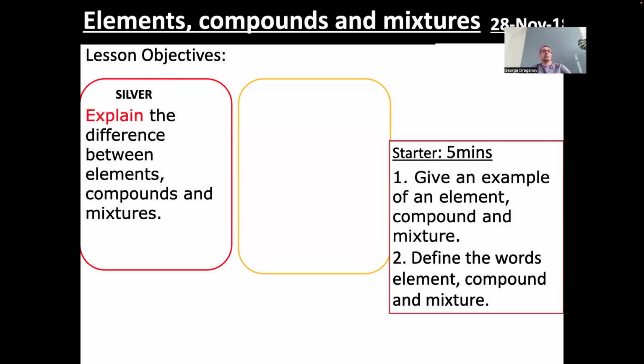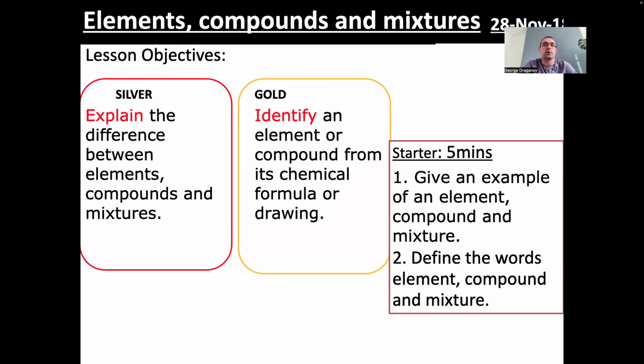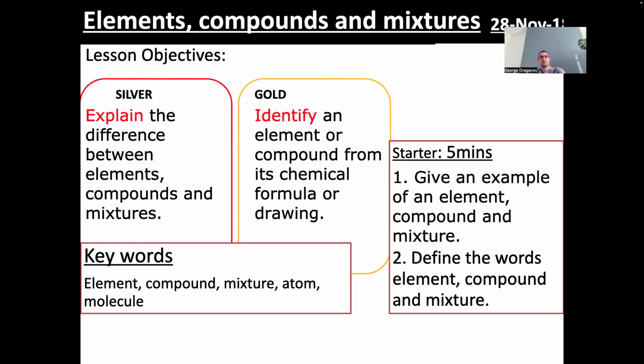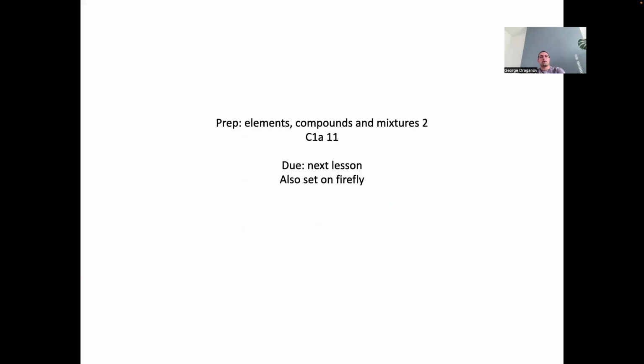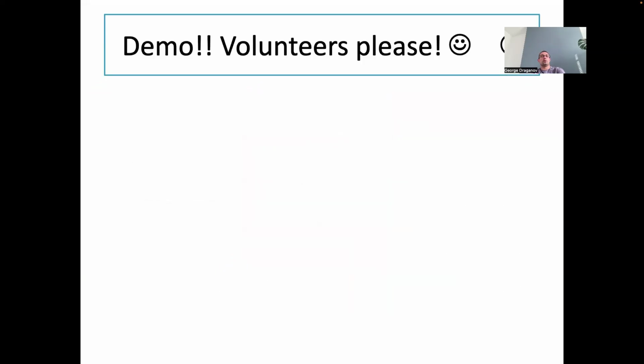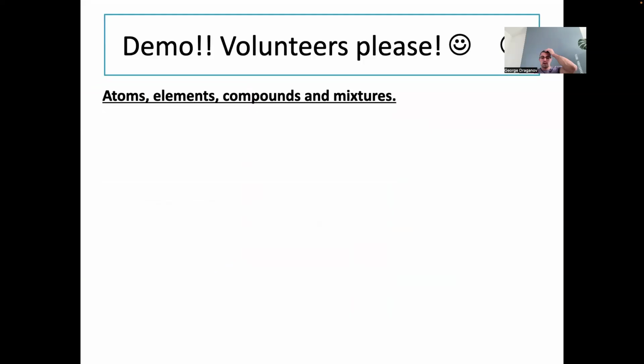So you need to be able to explain the difference between elements, compounds, and mixtures. And for the gold amount, you need to be able to spot an element or a compound from its particle drawing, or its chemical formula. I would normally show this with some volunteers holding cards, but in today's lesson, obviously, we're not live.